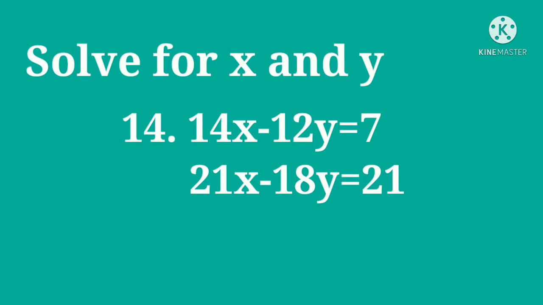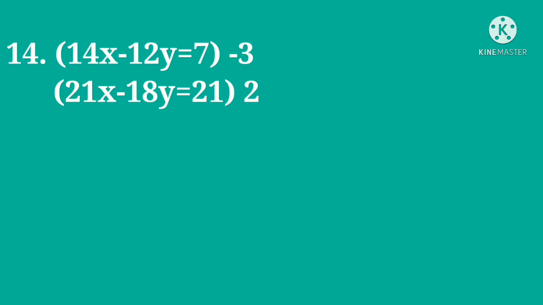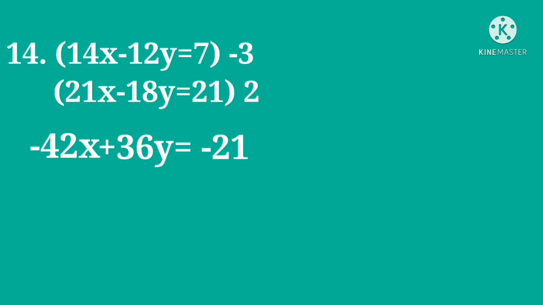For number 14, we need to solve for x and y. So we have here 14x minus 12y equals 7 and 21x minus 18y equals 21. So to find our x and y, we will use the elimination method to find the x. So I will eliminate the y. So I put negative 3 and 2. So 14 times negative 3 is equal to negative 42x. Then our negative 3 times negative 12y is going to be positive 36y and equal to 7 times negative 3 is equal to negative 21.